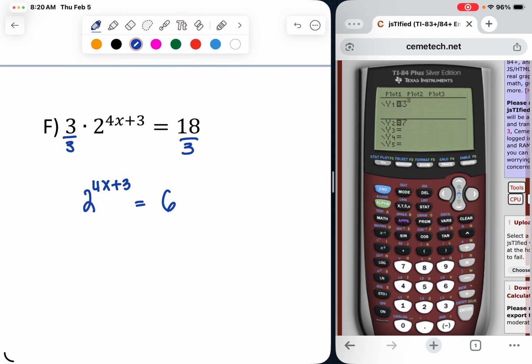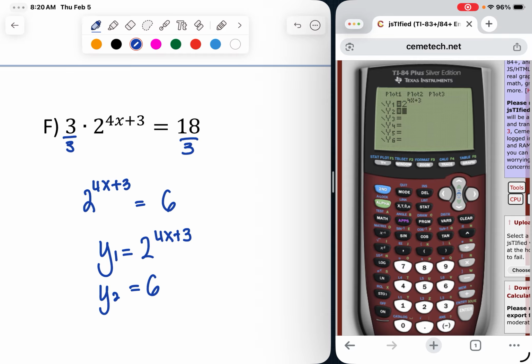So I'm going to do the same thing I did in the last one. In Y1, I'm going to put 2 to the 4x plus 3. And in Y2, you can put 6. In Y1, I'm going to hit clear, because writing over things is never a good idea. 2 to the 4x plus 3. And then in Y2, I'm going to hit clear and put 6. This is actually easier to do in your graphing calculator, entering those equations, because Desmos doesn't like entering this. It's like annoyed by it.